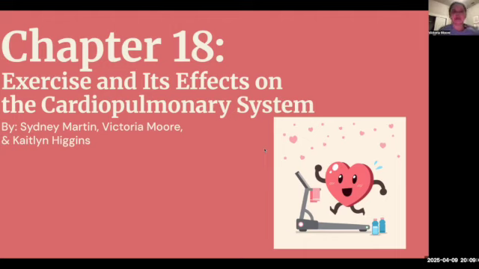Today we will be presenting on Chapter 18 regarding exercise and its effects on the cardiopulmonary system. And this presentation is by Sydney, Victoria, and Caitlin.